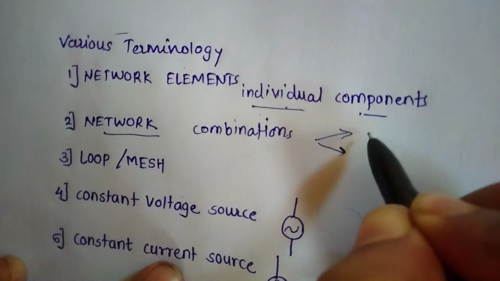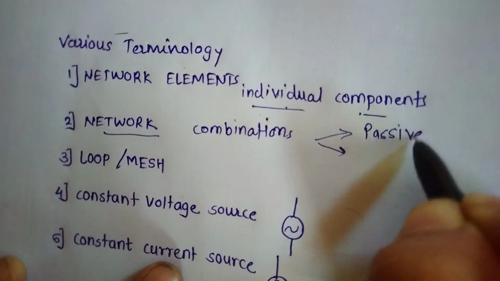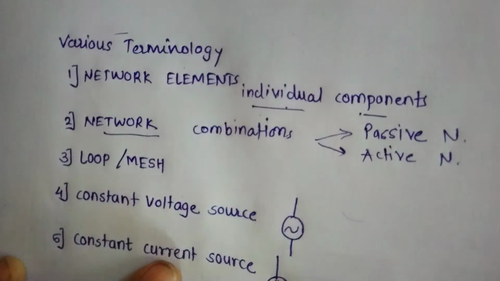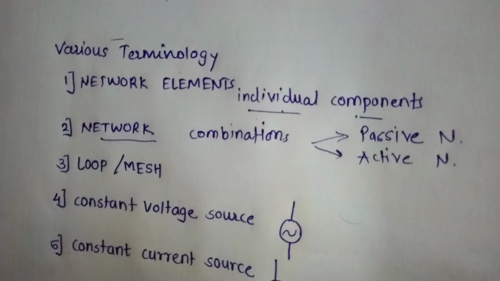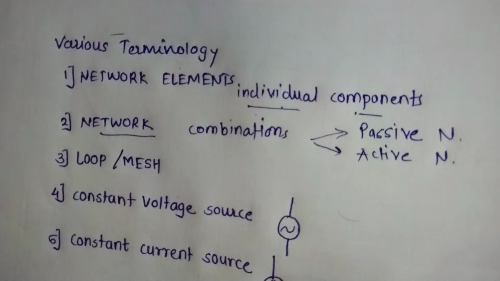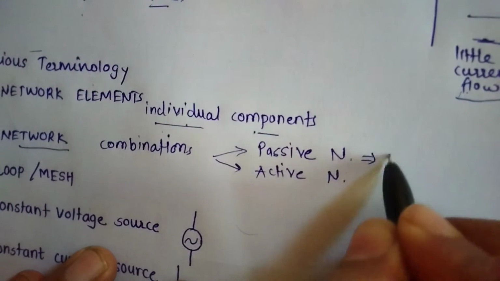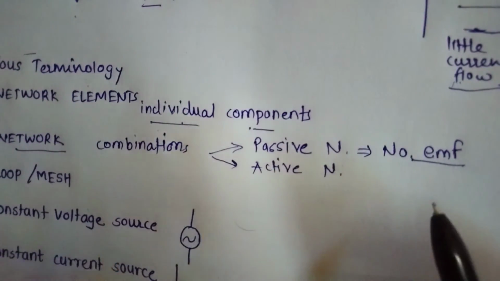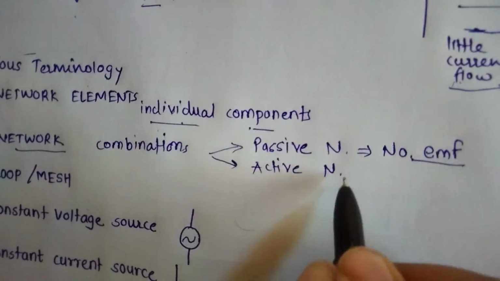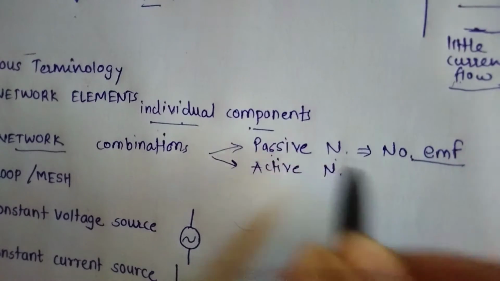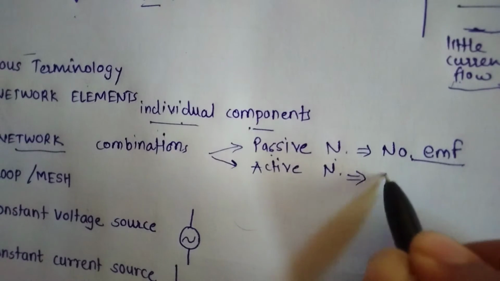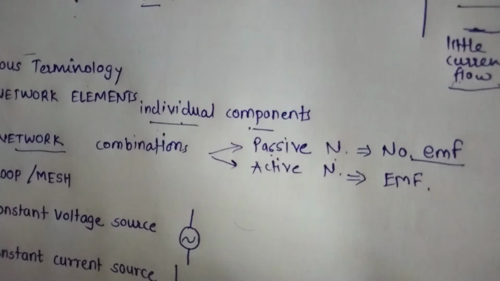There are two types of network: passive network and active network. So what is a passive network? A network containing circuit elements without a source of EMF, that is, no EMF, right? So there is no voltage, right? So we can say that is a passive network. In the case of an active network, there is a presence of EMF.